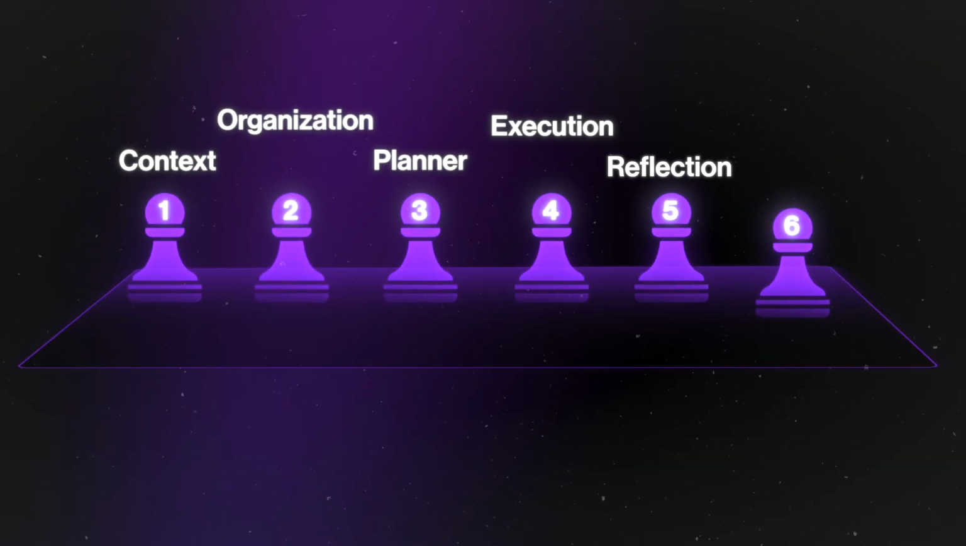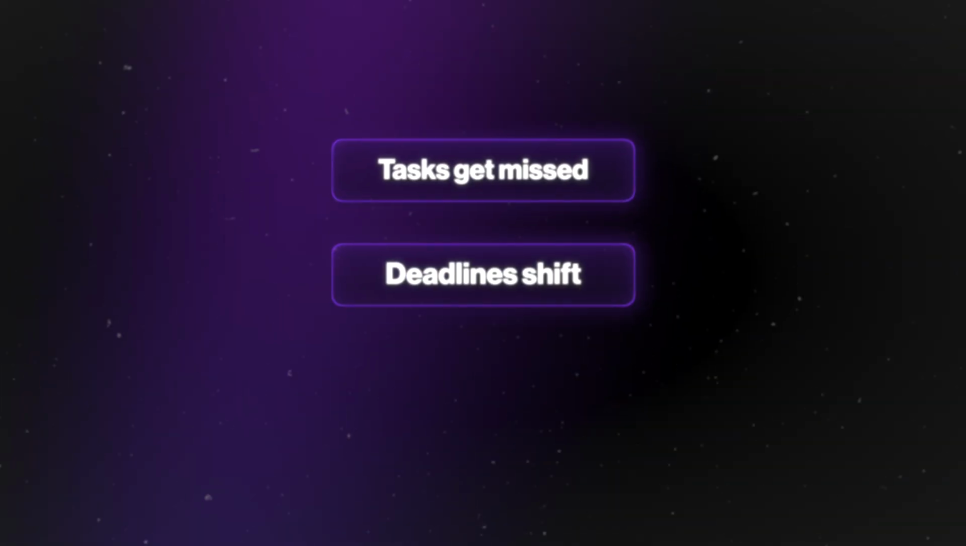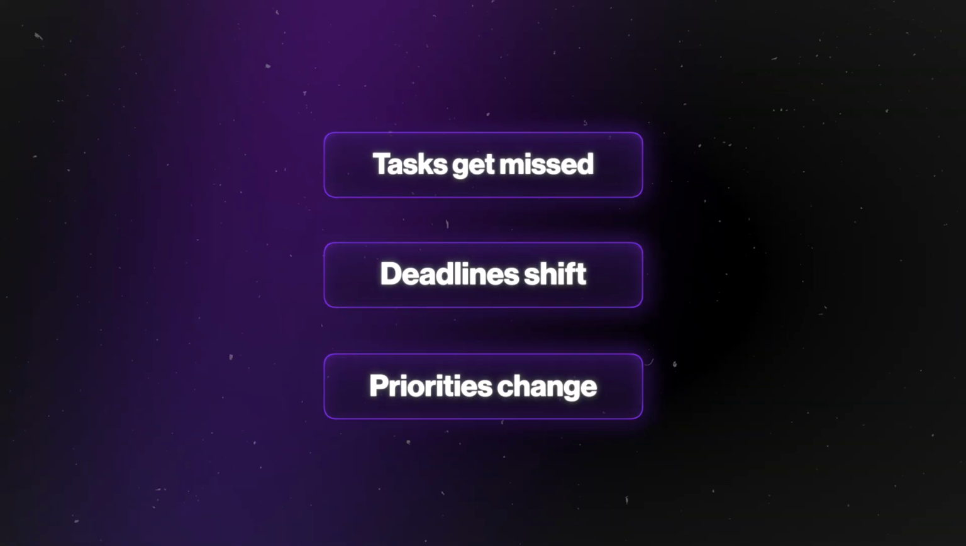This is a quick step, but it's all about keeping your system alive. Because here's the truth. No matter how good your plan is, no matter how good your execution is, life happens. Tasks get missed, deadlines get pushed back, and things do get hectic. If you never stop to recalibrate your plan or your execution, you're gonna continuously drift off course.